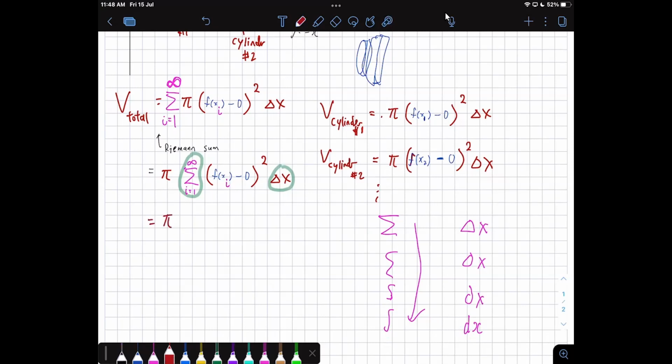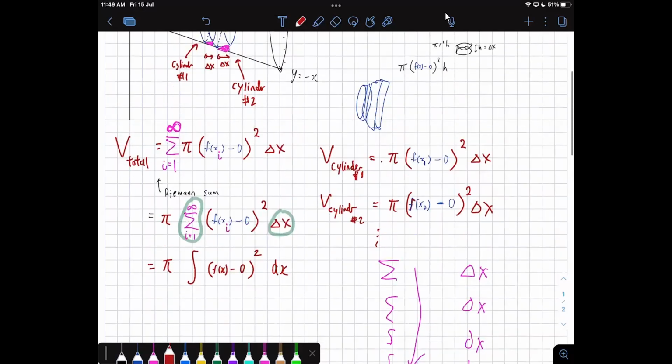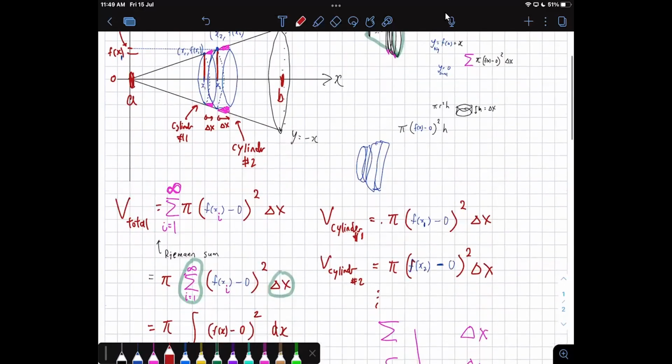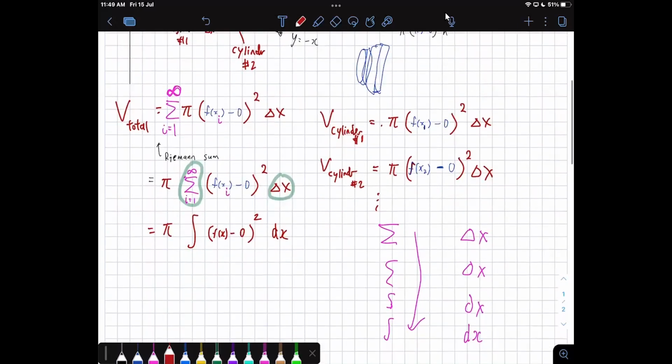This is equal to pi times the integral dx of f(x) minus 0, squared. And then you need to sub in the limits. Because now in summation notation, we can plug in x1, x2, x3. But in that case, if I start from A and end up with B, the limits will become A to B. And that's the formula that you should know for the volume of revolution.